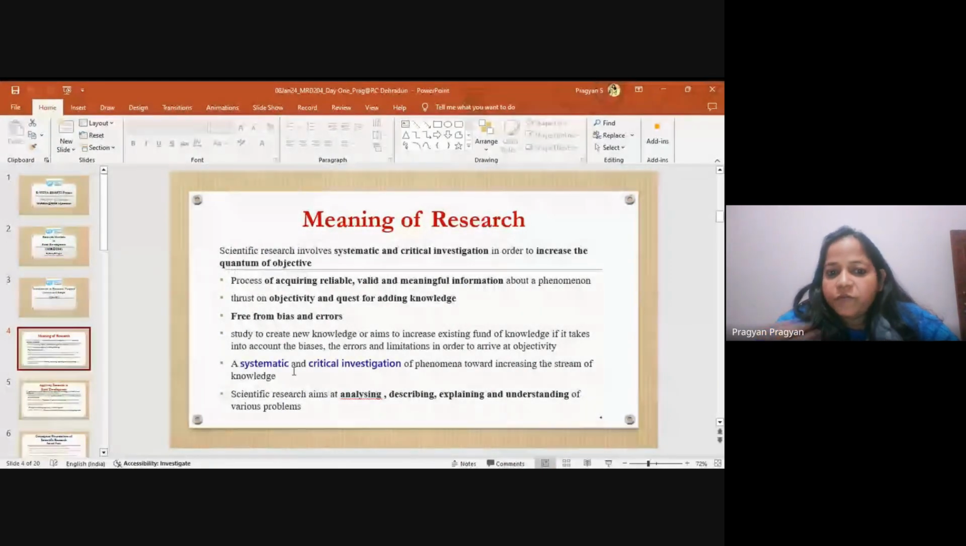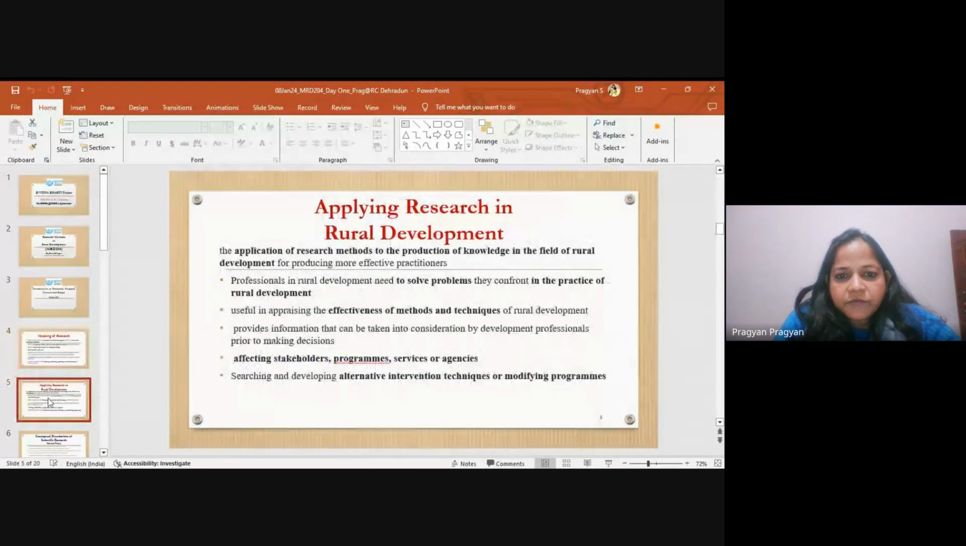First of all, number one, we can create a new stock of knowledge. And if it takes into account the bias, the errors, the limitations, that means it is going to be difficult for us to conclude with objectivity. So, overall, we can summarize in the last statement of this slide that scientific research aims at analyzing, describing, explaining, and understanding various problems. Now, let's try to understand another thing. Whenever we use the term problem in research methods, it has nothing to do with a problem as such.